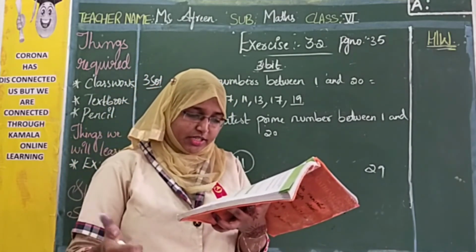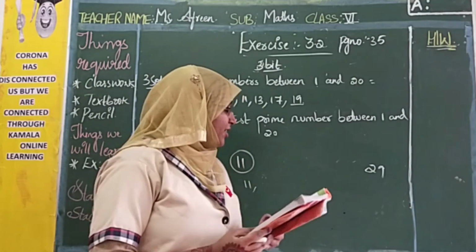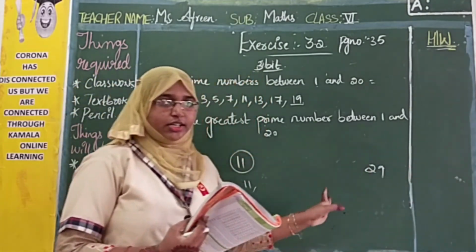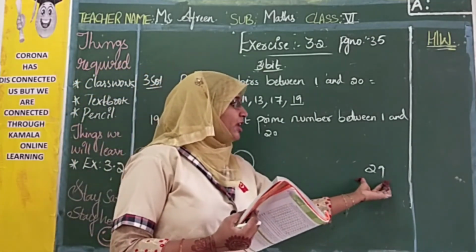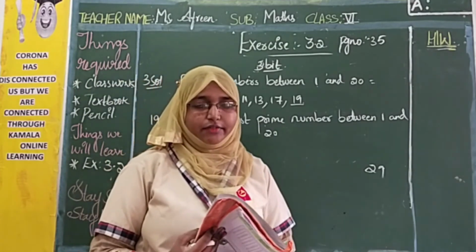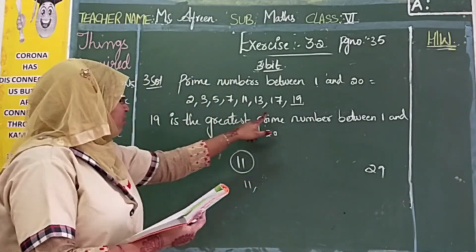We need to write prime numbers and composite numbers between 10 and 30. So don't include 10 and 30. Excluding 10 and 30, you should write from 11 to 29. In between 11 to 29, how many prime numbers you have and how many composite numbers you have, those numbers you are going to write down.